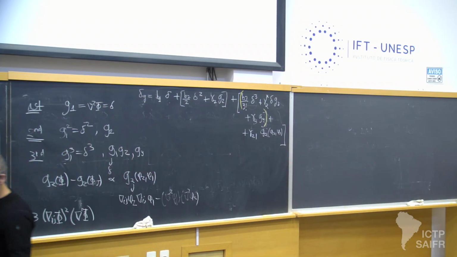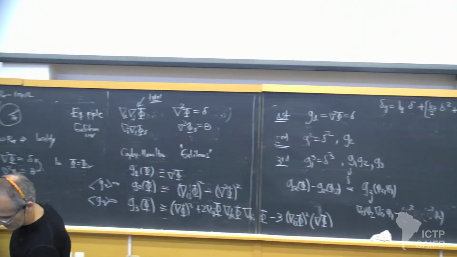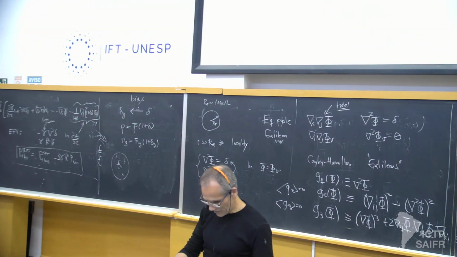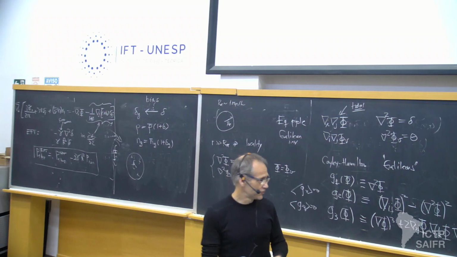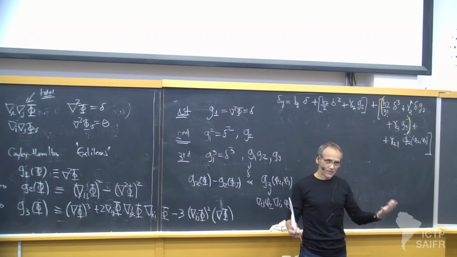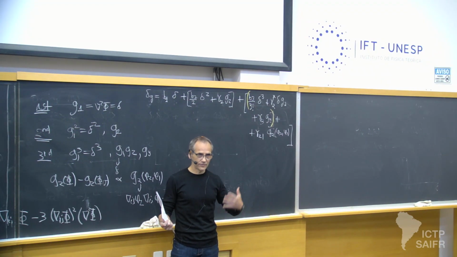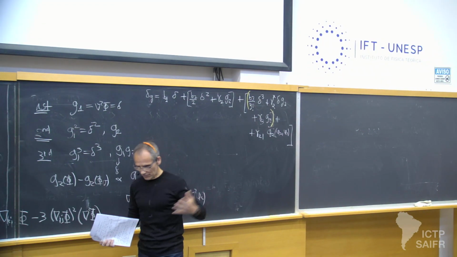All right, I wish I could go back in time, but let's stop here. And tomorrow I will use this bias relation to construct the bispectrum at tree level for galaxies and the power spectrum of galaxies to one loop. And then we'll talk about redshift distortions.